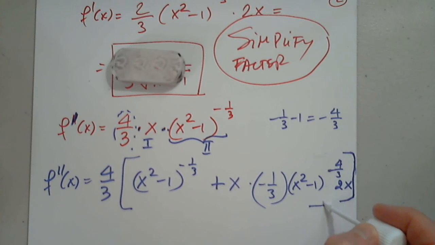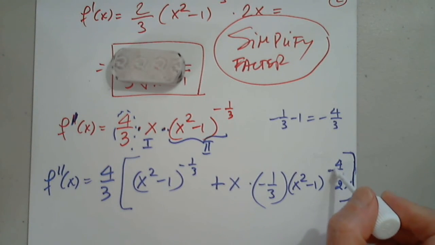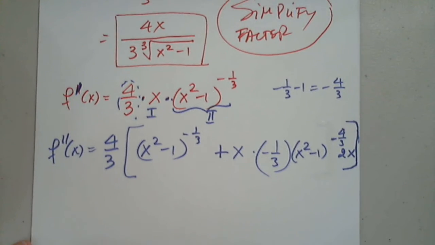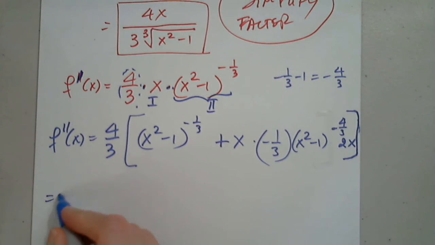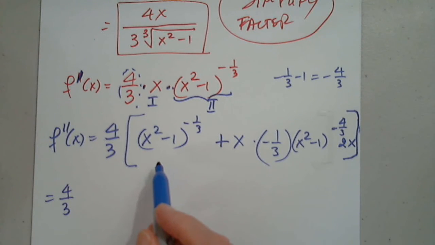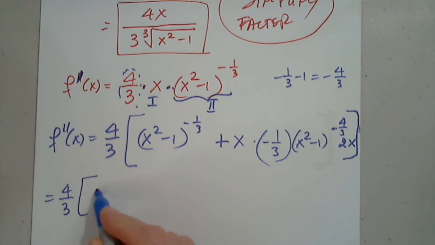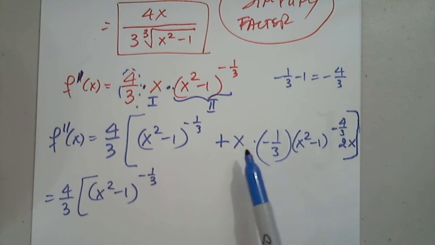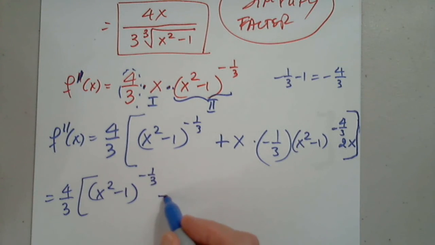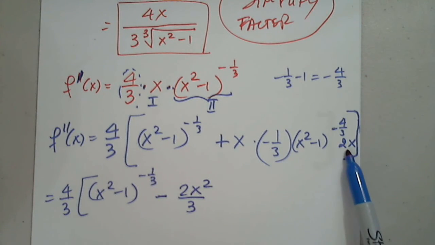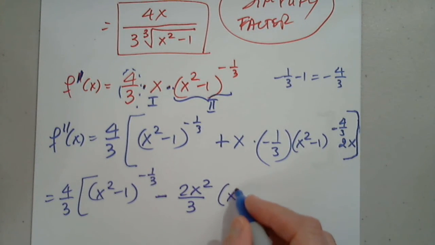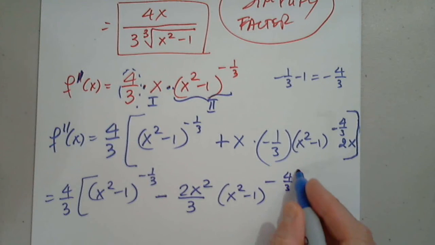Not a nice function at all. I completely agree with that. Okay. So now let's try to maneuver it a little bit. I still have the 4/3 in front. This does not change for now. Is x squared minus 1 to negative 1/3. Let's see what happens here. I have a 2x times an x with minus 1/3. So it's going to be negative 2x squared over 3. Negative 1/3 times 2 is negative 2/3, and x times x is x squared, and then this is x squared minus 1 to negative 4/3.